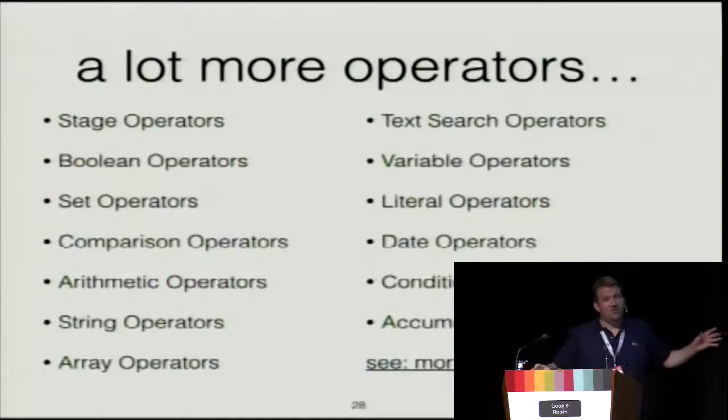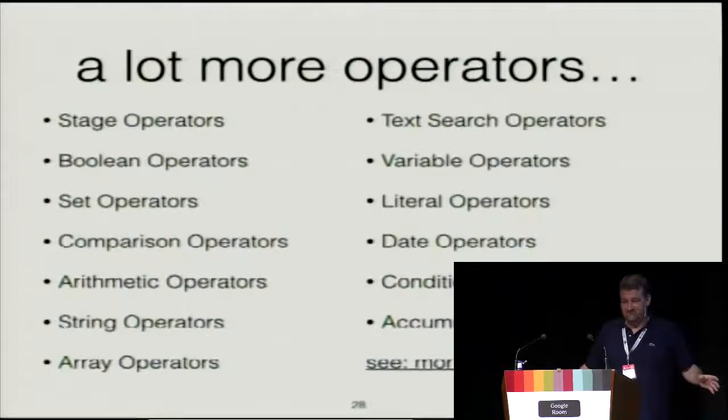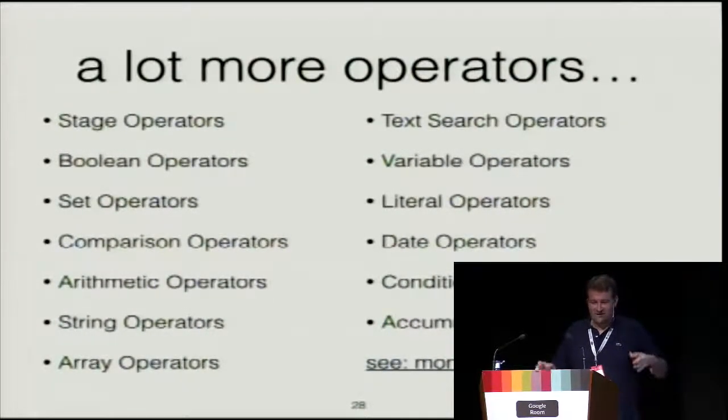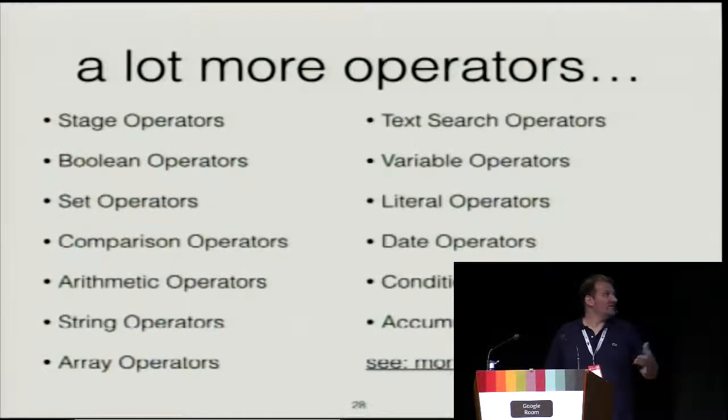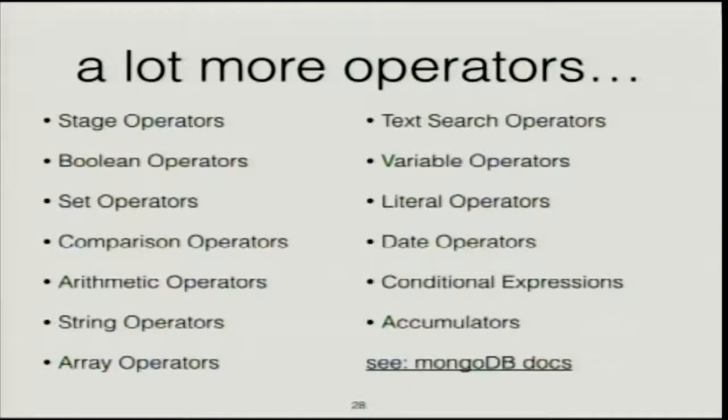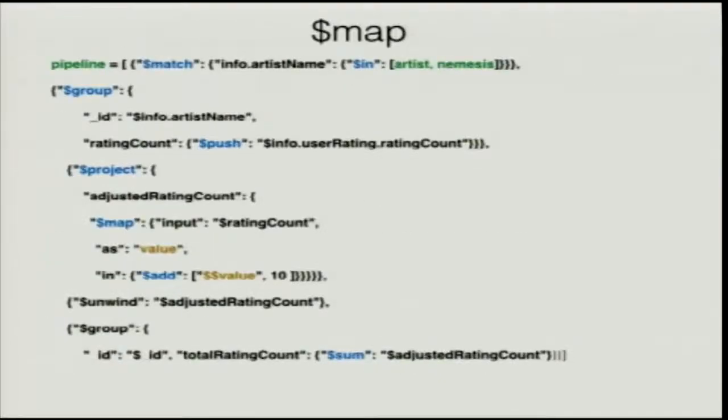There are really a lot more operators. If you find the aggregation framework useful, I suggest you go to the MongoDB documentation. It's very well written, it has a lot of examples, and it's quite easy to get into. And one more, it's a variable operator. It's a map operator, and as you can imagine, it's basically the same as a Python map.